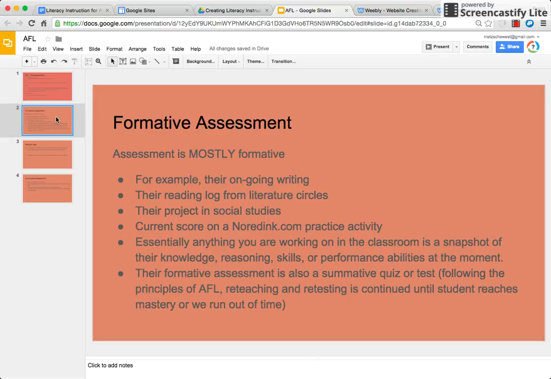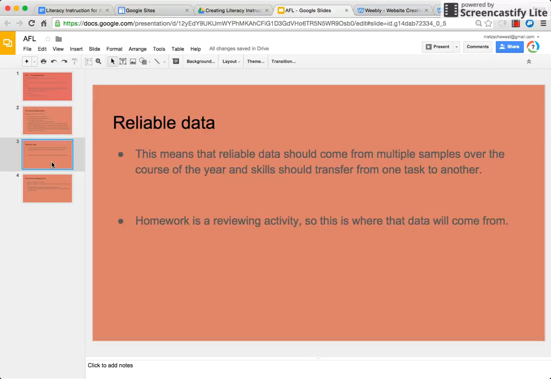If I'm following the principles of assessment for learning, I'm going to be reteaching and retesting if students aren't doing well on summative assessments. It just means that there needs to continue to be more practice or more scaffolding until they reach that proficiency on a summative assessment, or we run out of time. Reliable data means that there should be multiple samples over the course of the year to show that the skills are consistently there and transferring across different tasks in writing, for example, or in reading.